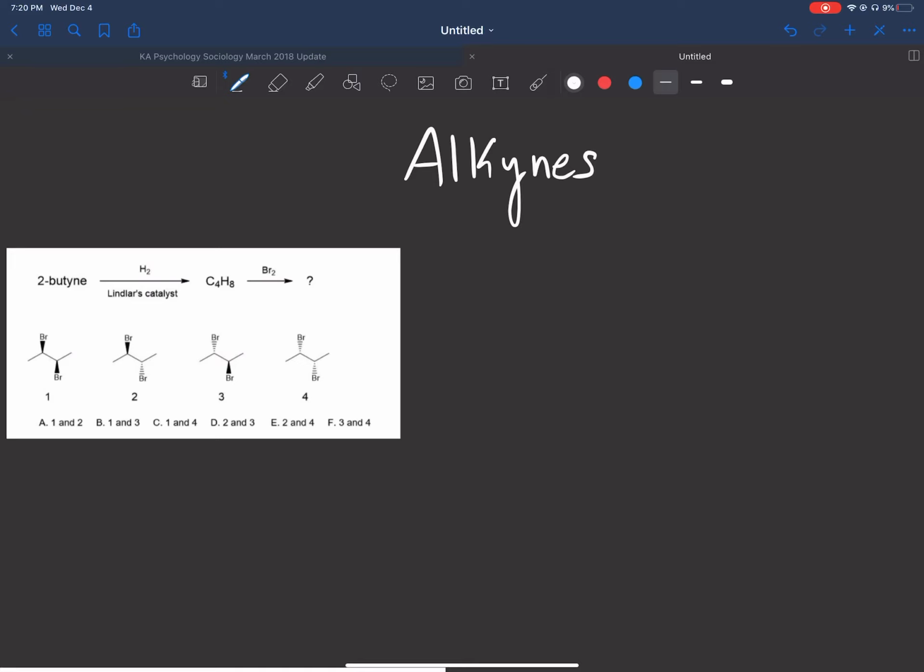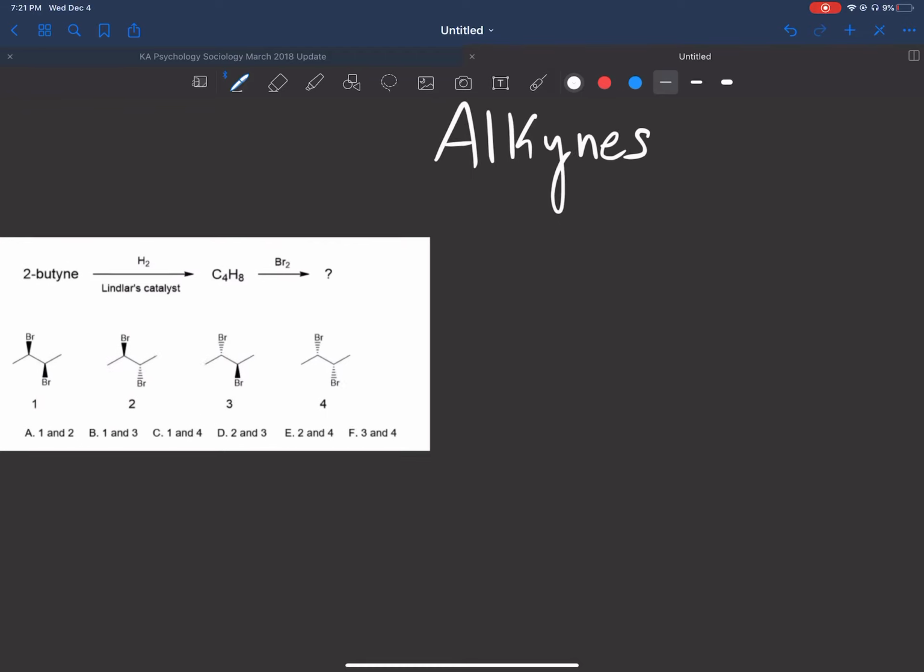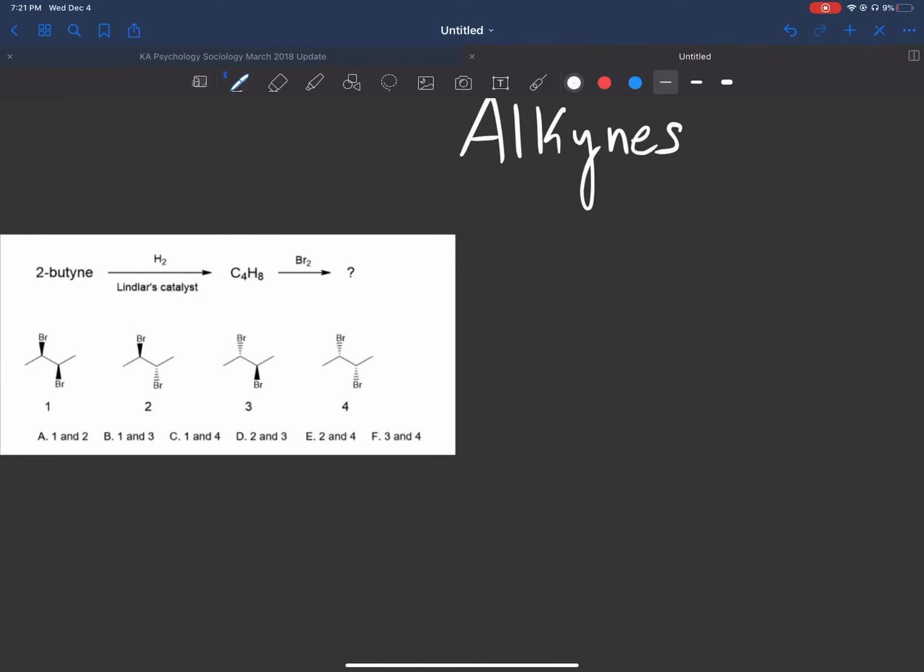So the first question was, we react 2-butyne with H2 over Lindlar's catalyst to give some sort of carbon chain with 4 carbons and 8 hydrogens, and then we react it with Br2. All right. So the first step is to draw 2-butyne.